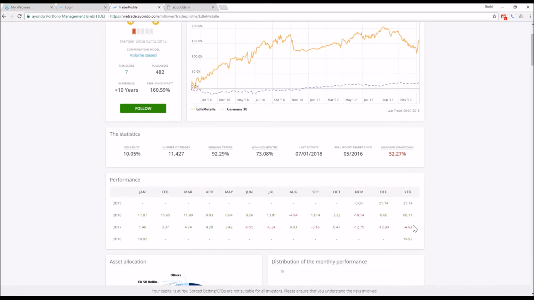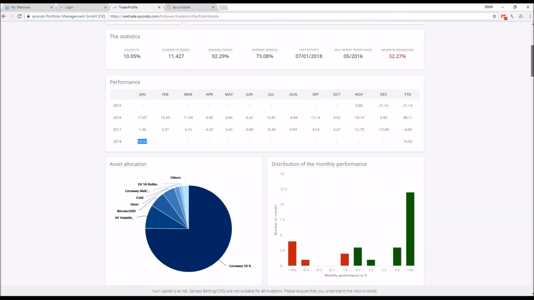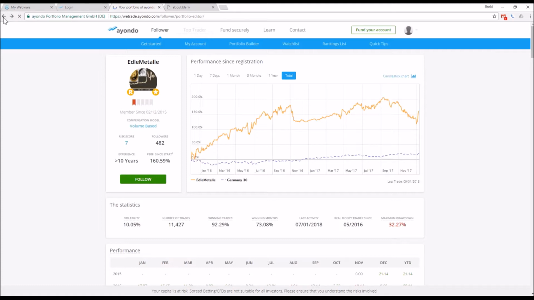So last year, lost money last year, lost 4.6% last year, made 88% the year before, is up nearly 20% this month. What the heck is this person trading? I don't know. Bitcoin, a little bit of Bitcoin in there. There we go. There's Edel Metal. That's quite a long track record. But let's go back to the portfolio.